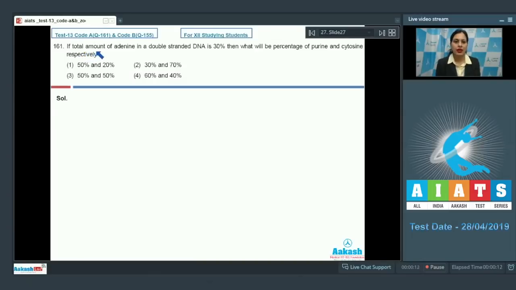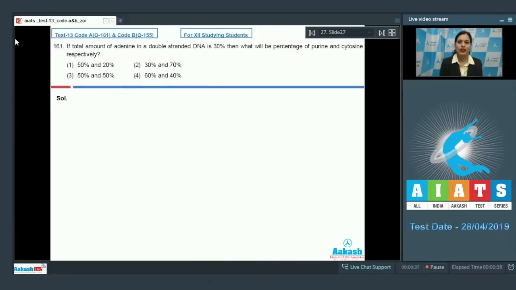Question number 161. If total amount of adenine in a double-stranded DNA is 30%, then what will be percentage of purine and cytosine respectively? And the options are 50% and 20%. Second option is 30% and 70%. Third option is 50% and 50%. Fourth option is 60% and 40%.